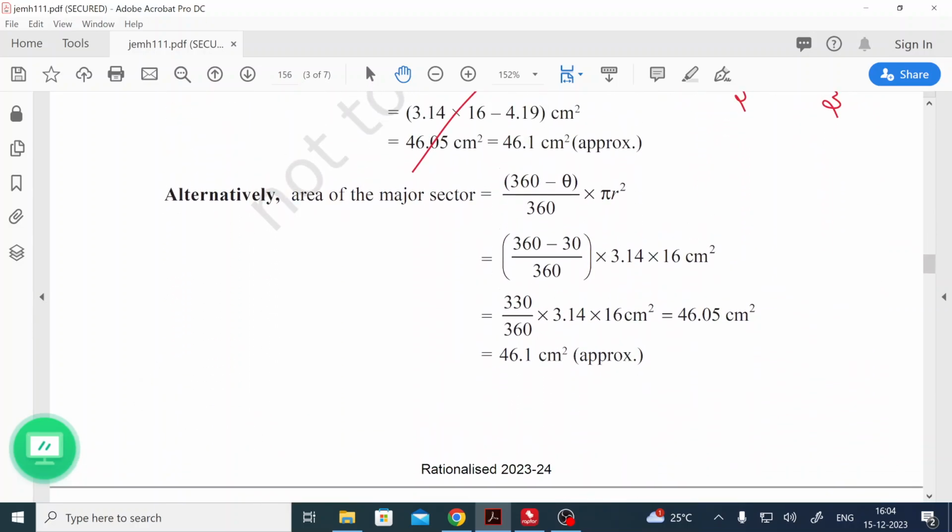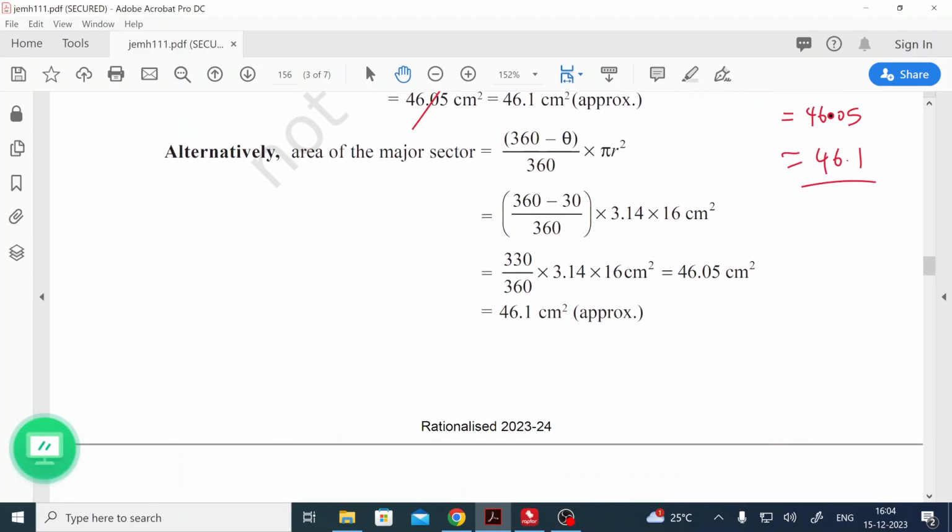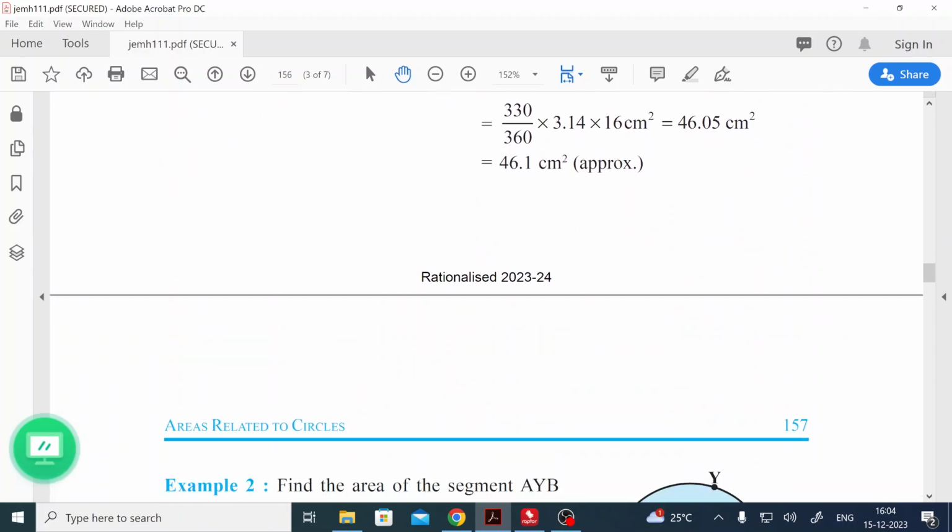What we did, that idea they have given in the Aliter method. See, they will be getting 46.05, it seems. What is it after dividing everything? 46.05, approximately 46.1, like that they are telling. Understand? You should be careful with this type of question.